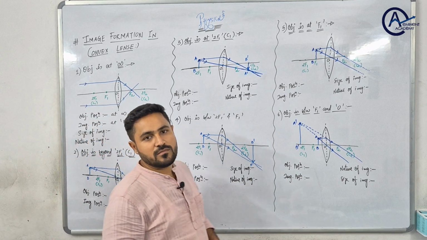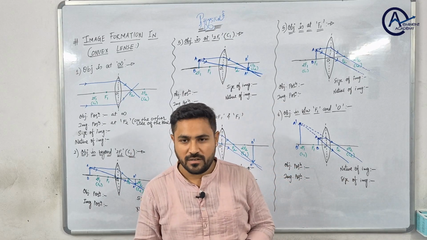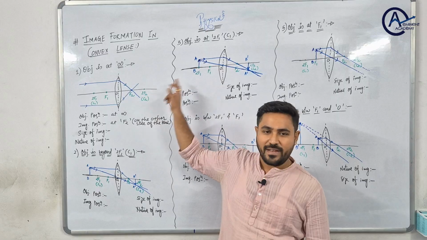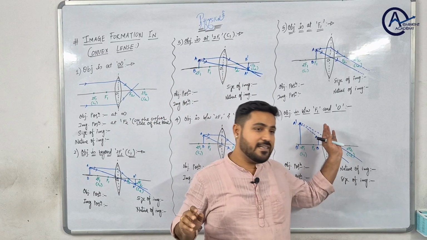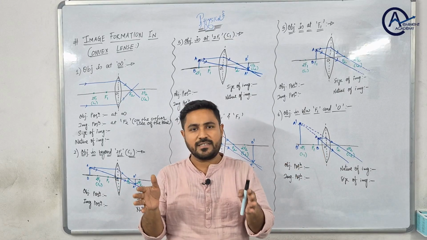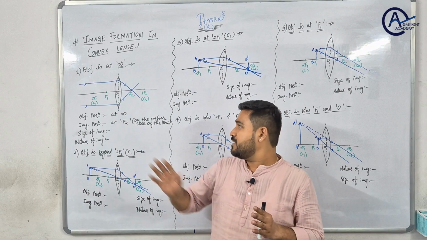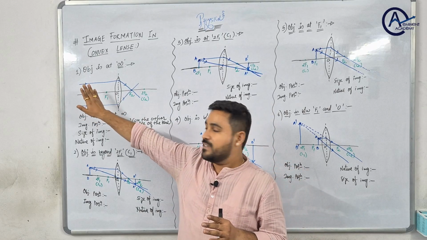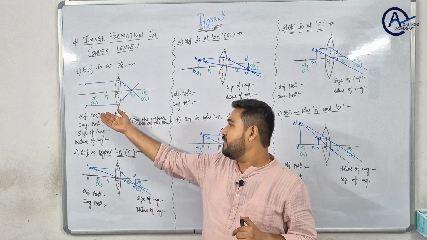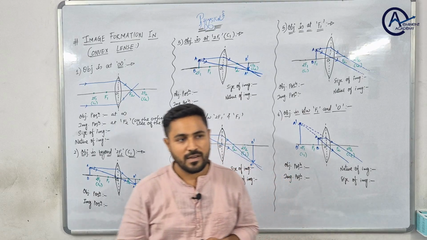So in this lecture, we are going to discuss image formation by a convex lens. You can see on the board there are 6 different cases by which we can understand the image formation in case of a convex lens. We will consider the object at different positions and find where the image is forming. So now let us discuss.